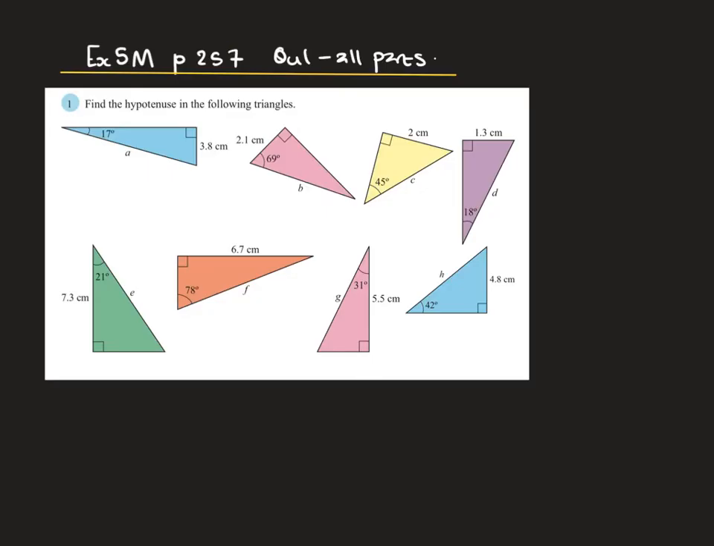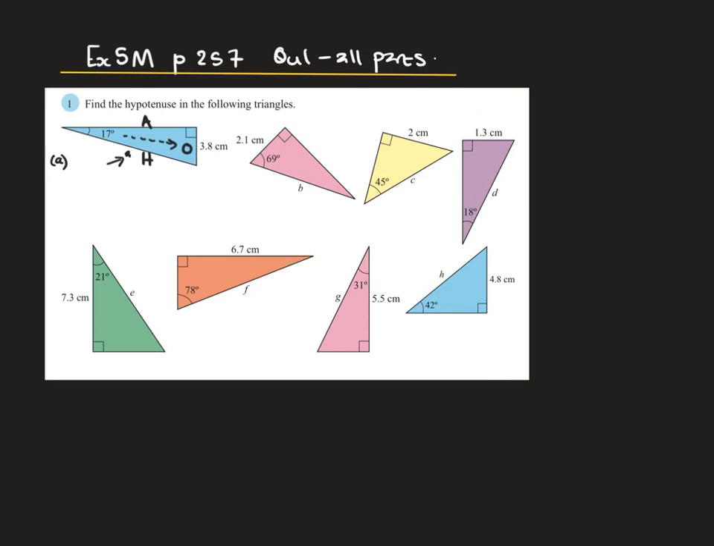So here are the questions from exercise 5M, page 257. You're doing question 1, all parts of this. Now, start by labelling each triangle. Be careful in the first one because you're trying to calculate this length here, which they have labelled A because it's question A or part A, but it is not the adjacent. It's actually the hypotenuse. This side here is the opposite, and this one here is the adjacent. So be very, very careful with that question.